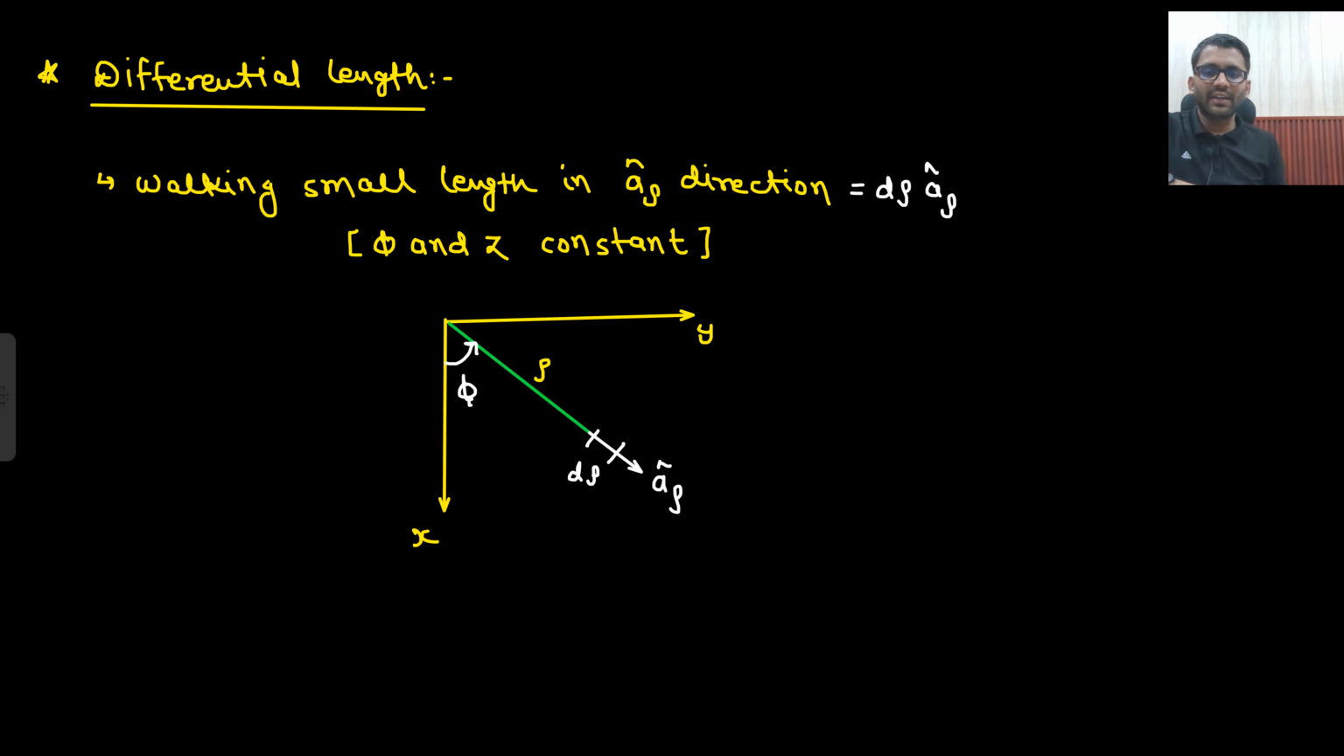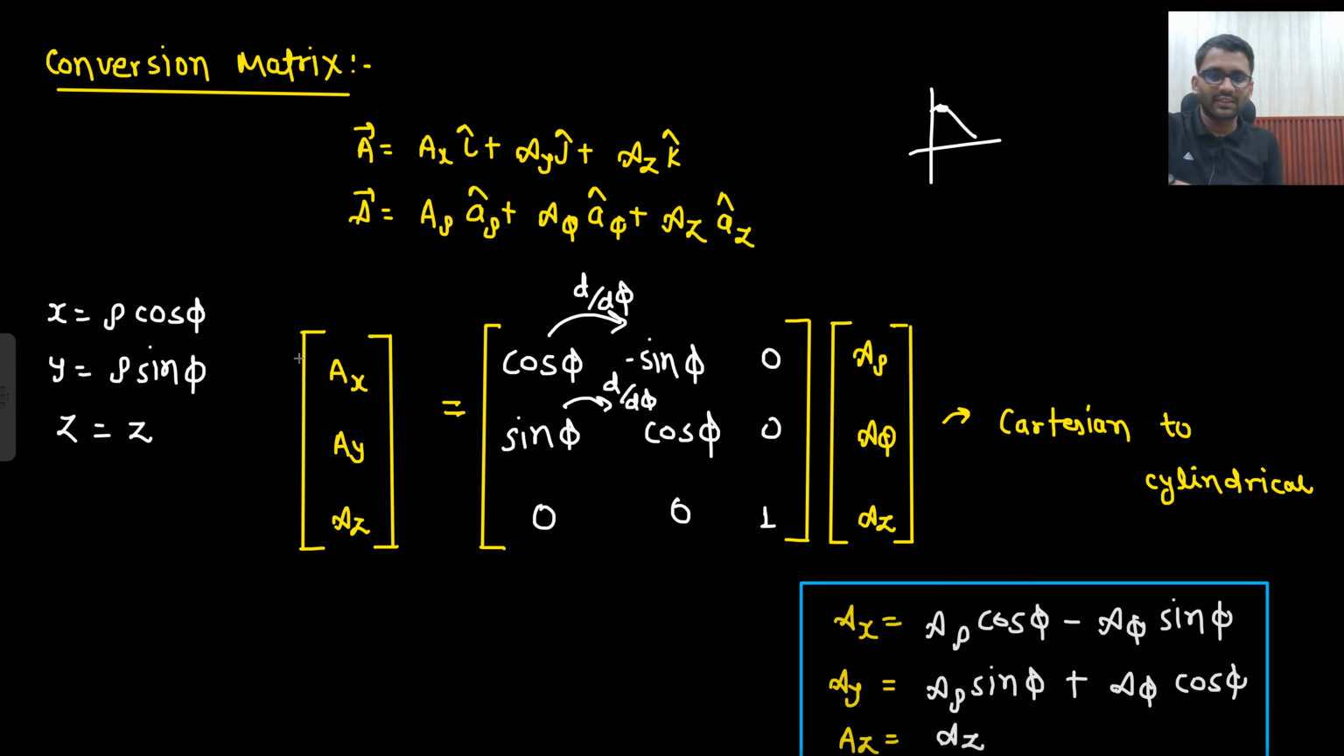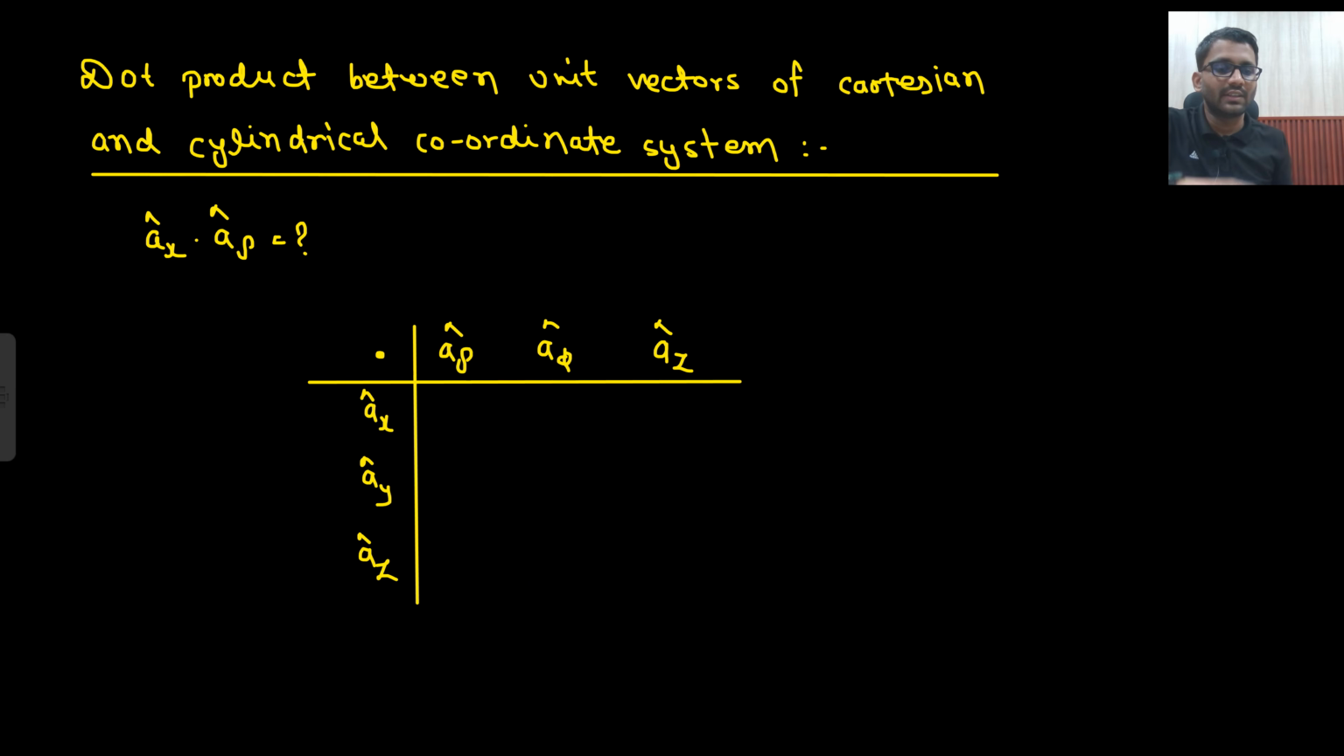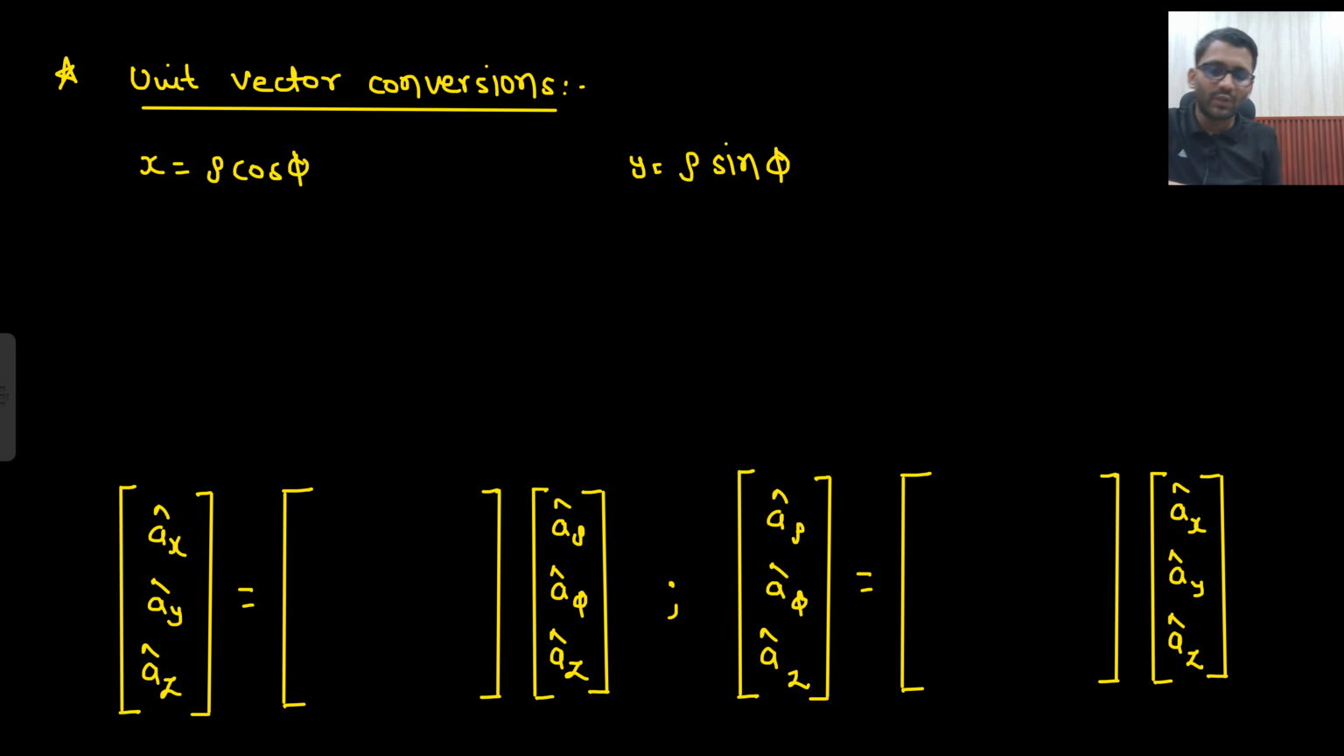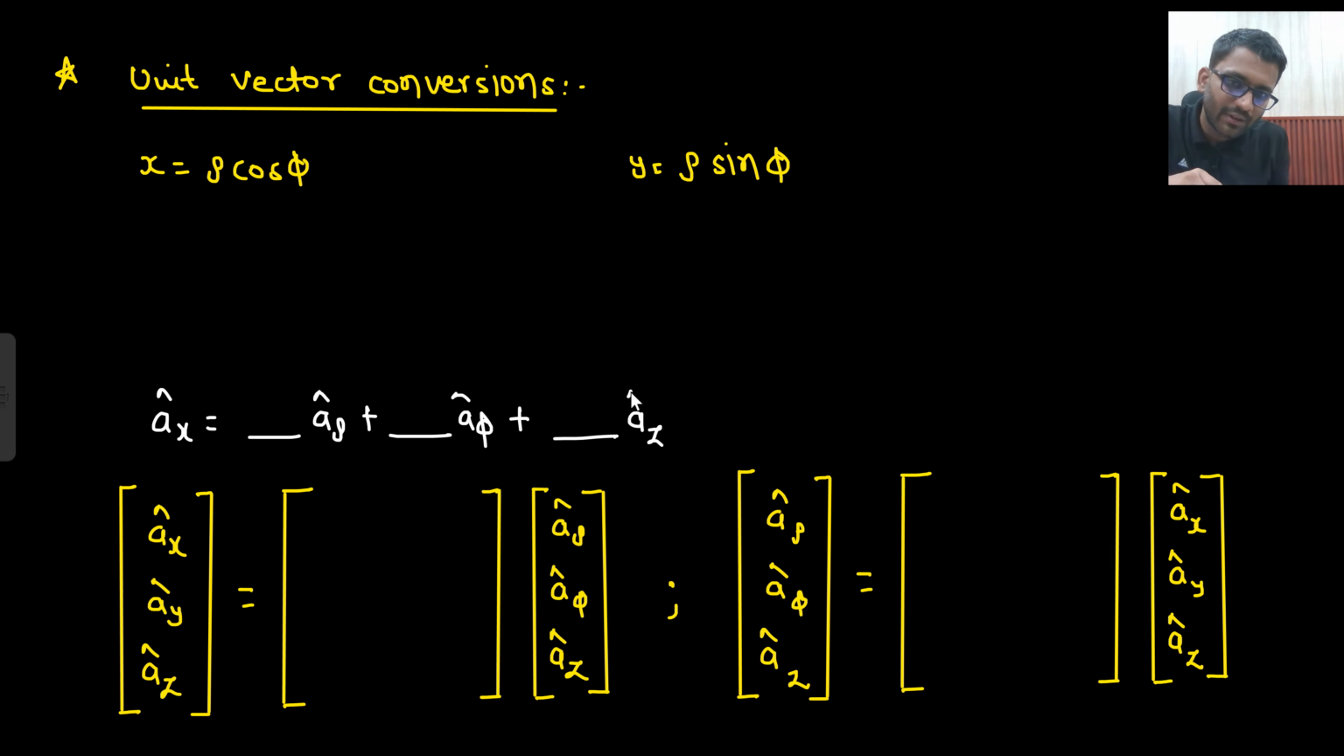The way we did the conversion in the last lecture, in the same manner you can do the unit vector conversion as well. The same matrix will be there. What I know is x equals rho cos phi. So how can ax be represented? ax will be represented as some value a rho cap plus some value a phi cap plus some value a z cap. So what will all these values be?